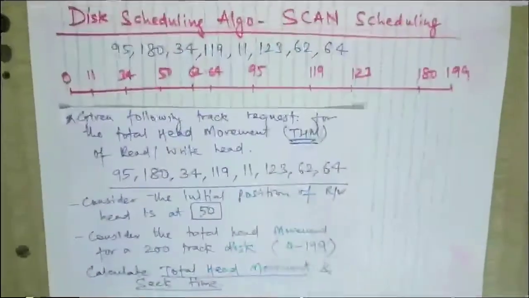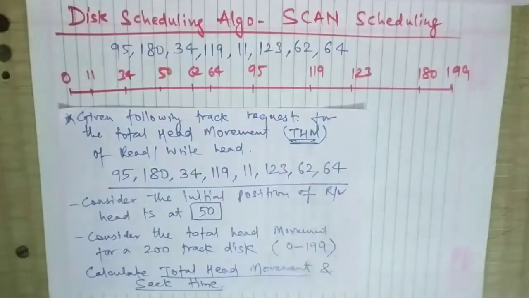Okay, starting with the next disk scheduling algorithm, that is SCAN scheduling. This is the third disk scheduling algorithm, SCAN scheduling. In the SCAN scheduling algorithm, we have to go from one end to the other. The process will be described later.